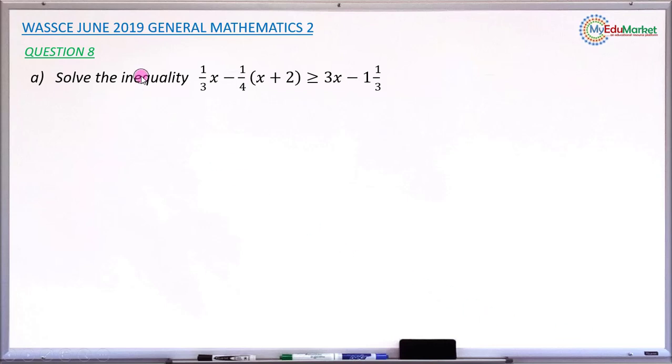This is WAEC June 2019 General Mathematics Paper 2, and we are answering question number 8a. The question says solve the inequality 1/3 x minus 1/4 (x plus 2) is greater than or equal to 3x minus 1 whole number 1/3. So let's attempt to answer this very question together. What you do first is to copy the given inequality.